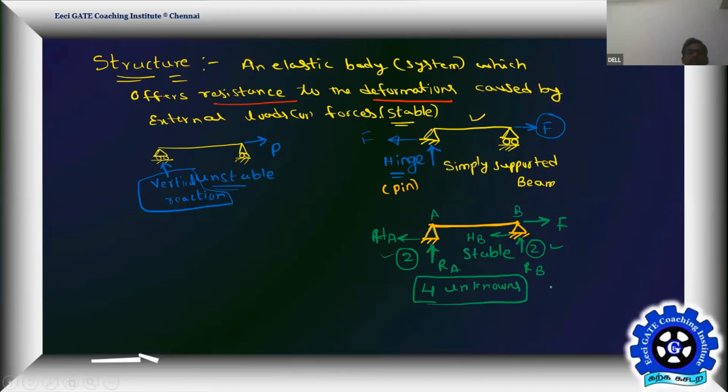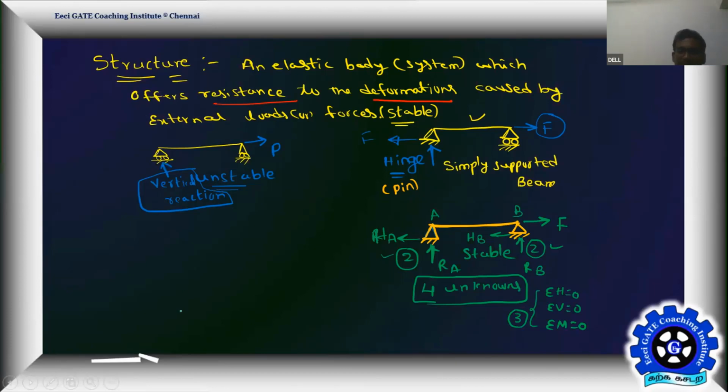But for available equilibrium equations, we have only two equations of equilibrium available. What are those? Sigma H is equal to 0. Sigma V is equal to 0, if you consider only forces. And we have one more thing called sigma M is equal to 0. As a whole system, we have three equations of equilibrium. So can you find four unknowns with three equations? Is it possible? It's not possible. That's why we call it indeterminate.